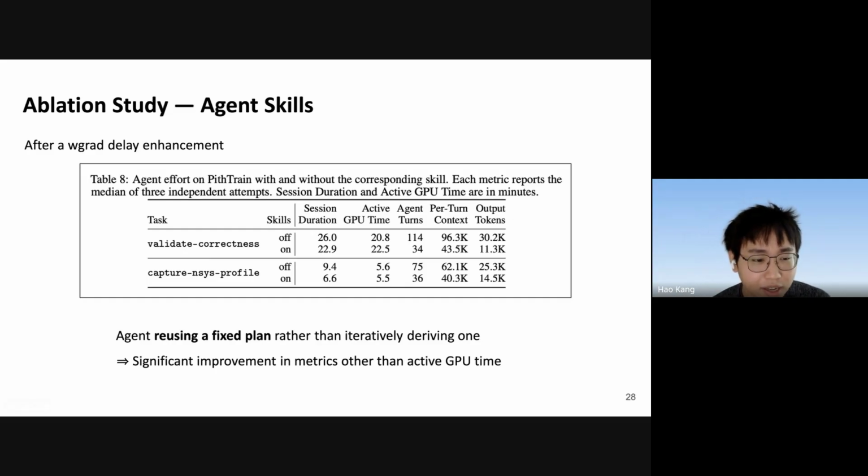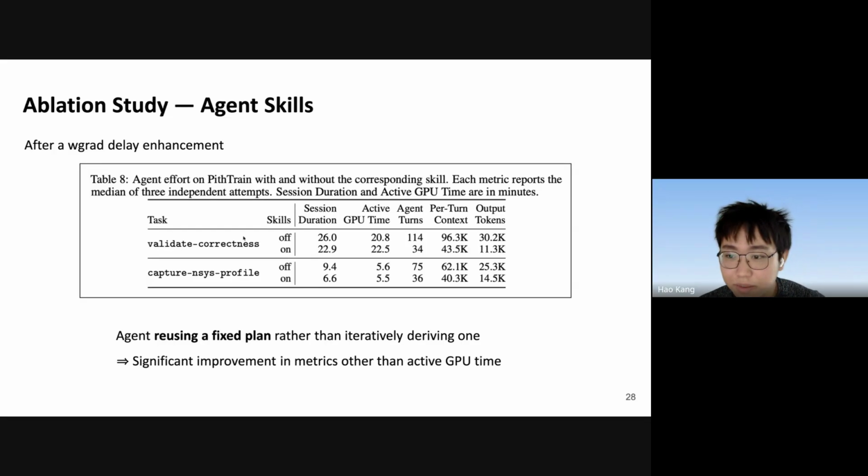So we run the ablation here on the wgrad delayed commit with 2 different skills. The first, validate correctness, and the second, capture and profile. This mirrors the natural follow-up to an optimization, where we validate the correctness first and then profile the performance. We ran each task 3 times with the skill and 3 times without it. When it's off, we remove the skill files everywhere, including the working tree and the Git history, so the agent has no access to them and can't recover the procedure.